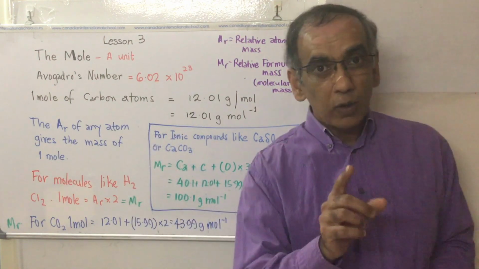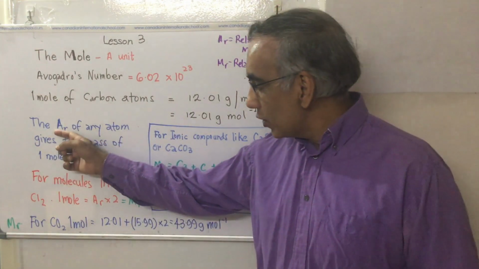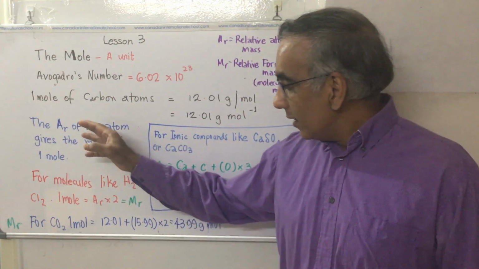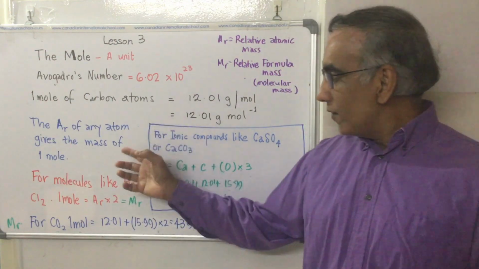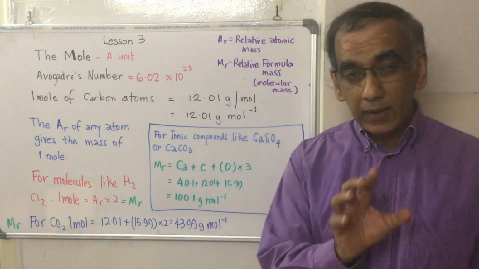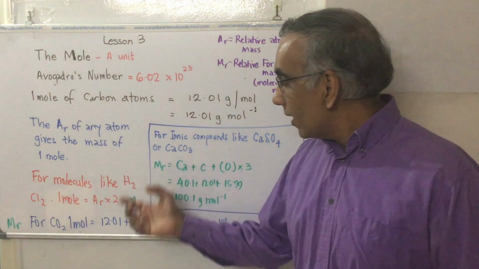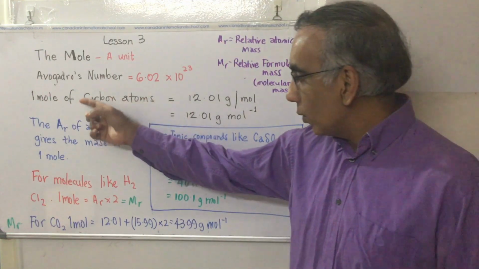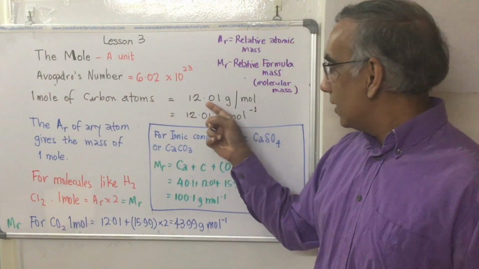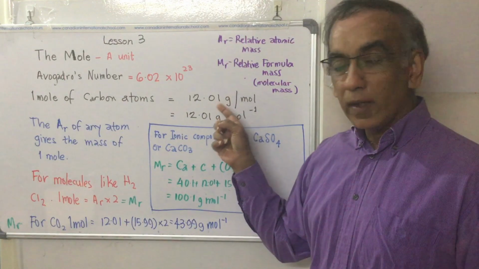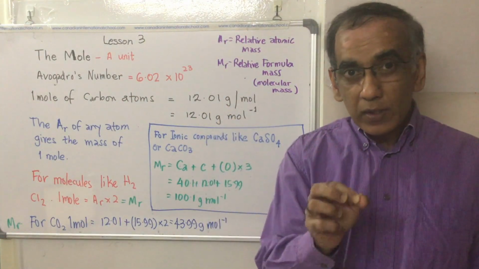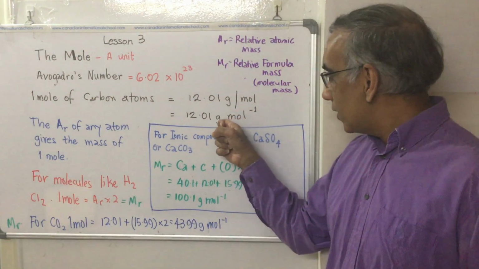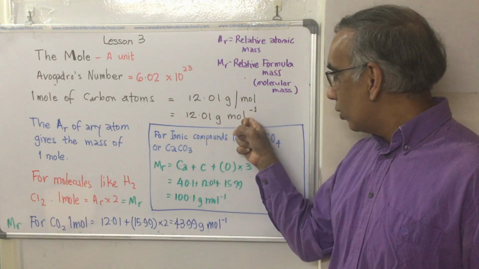This relative atomic mass is given this abbreviation here, A with the subscript R. And the AR of any atom gives the mass of 1 mole. And that's where we'll begin today. So the AR is given in the periodic table. For something like carbon, 1 mole of carbon atoms is 12.01 grams. Those 12.01 grams make up 1 mole of carbon atoms. So that's why we can give this unit grams per mole.